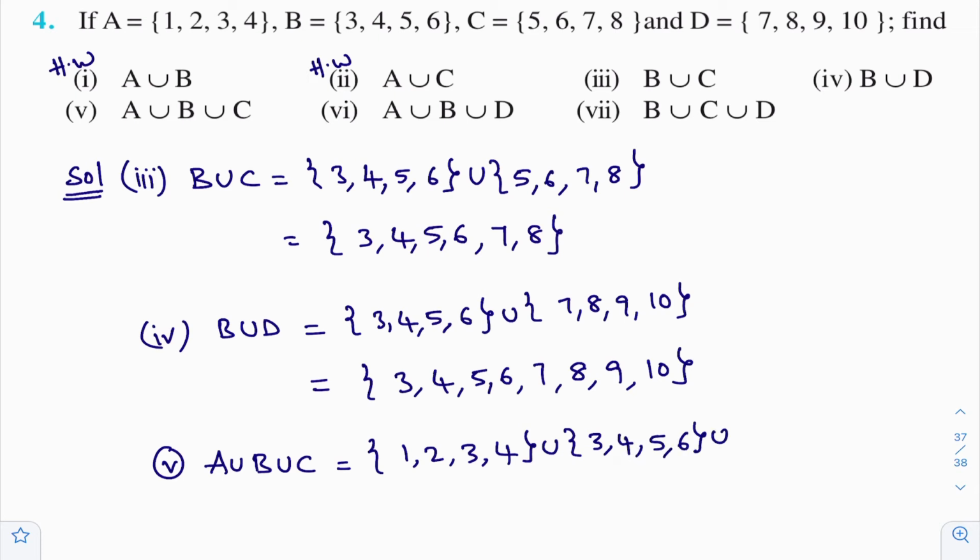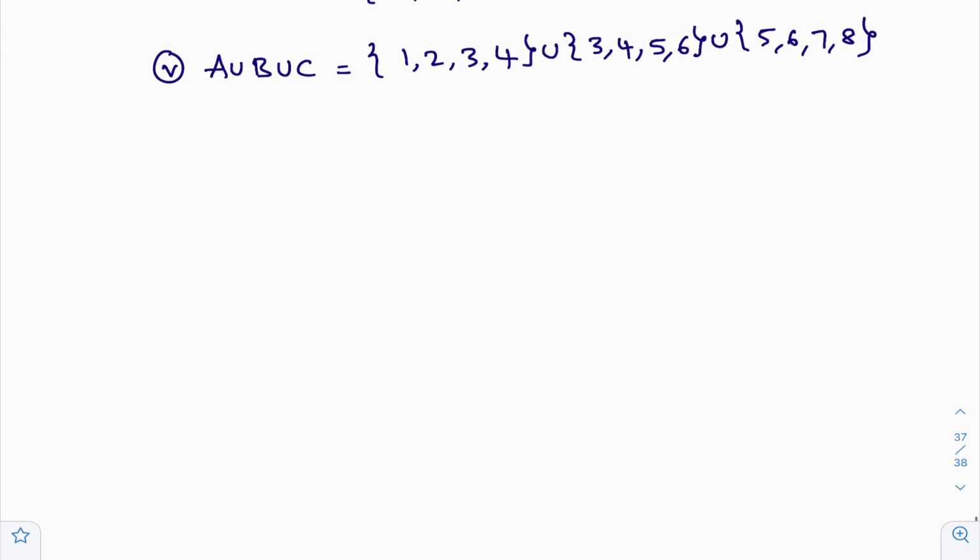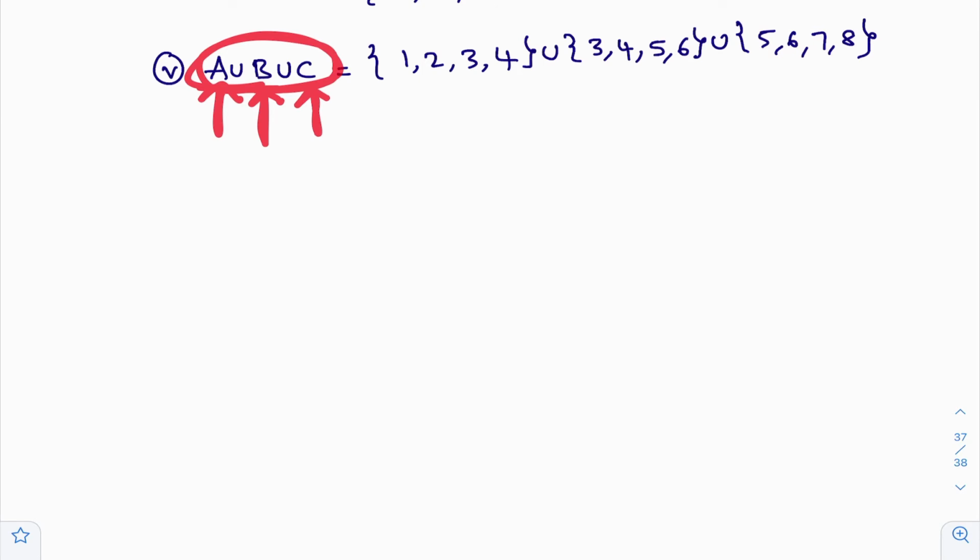Union C. Look here, A union B union C. First I wrote A. Next I wrote B. Now I am writing C. What is set C? Set C is 5, 6, 7, 8. How to calculate A union B union C? A union B union C contains the elements such that if an element is present in A, it comes to A union B union C. If the element is present in B, it comes to A union B union C. If the element is present in C, it comes to A union B union C. If common elements are there, those also come to A union B union C. I believe that you are understanding what I am trying to say.